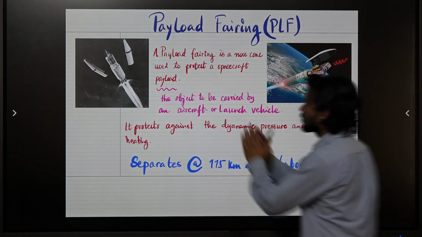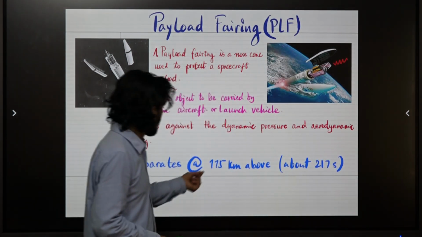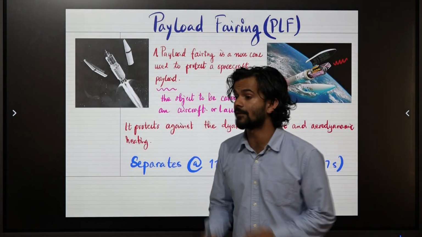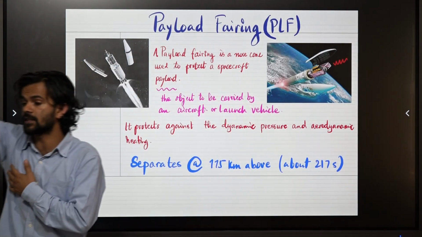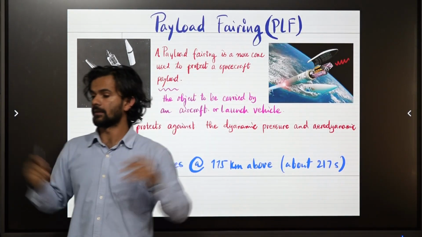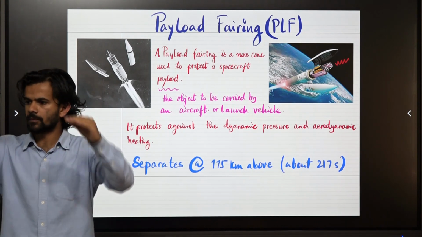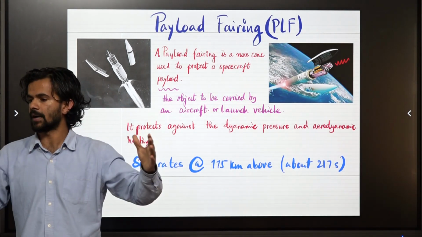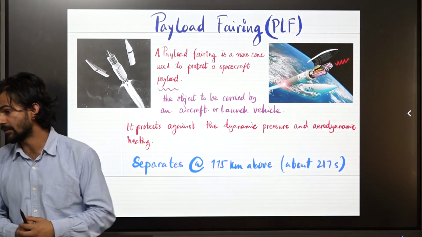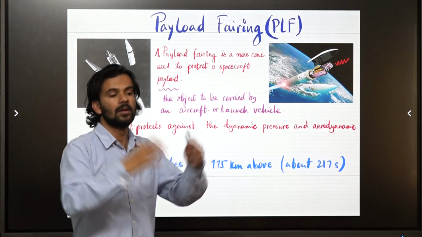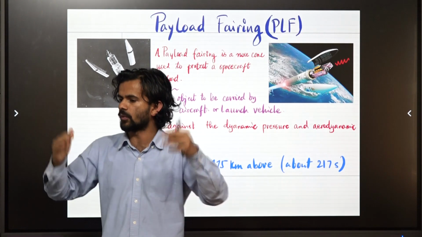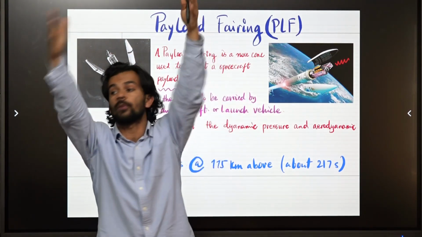And this one opens itself at a distance of about 115 kilometers, about 217 seconds after the launch of the rocket. After it almost crosses the atmosphere, because after the atmosphere is over, there is no atmosphere outside, so the heating does not happen, right? So, because we have to decrease the weight. As much as we go, we need to decrease the weight, right? Because we cannot carry all the fuel all the way there.